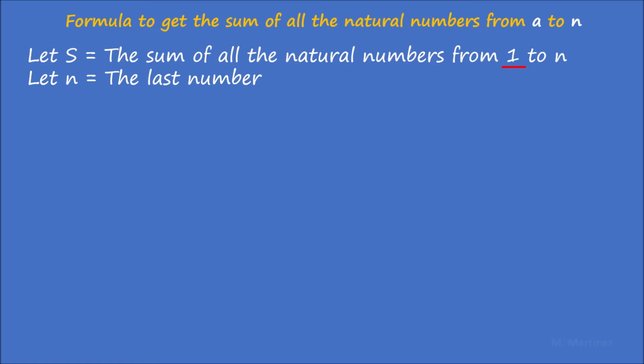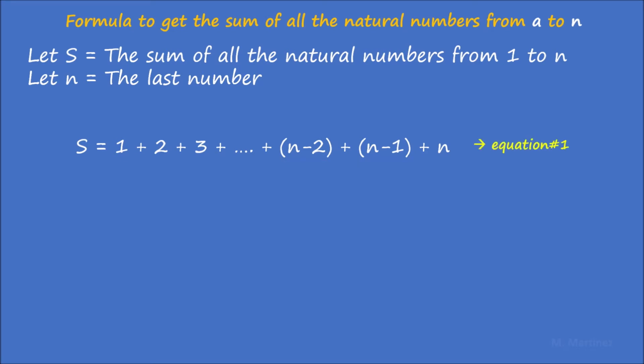Since s is the sum of all the natural numbers from 1 to the last number n, we can write the equation as s equals 1 plus 2, plus 3, plus all the natural numbers until we reach the last number n. The number before n will be represented as n minus 1. And the number before that will be n minus 2. Let's set it as equation number 1.